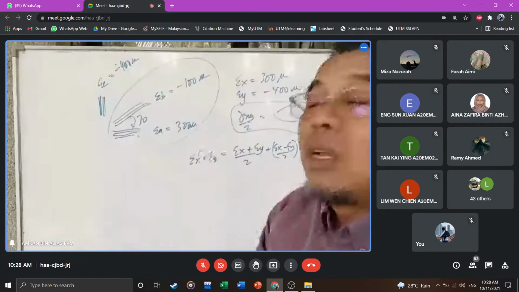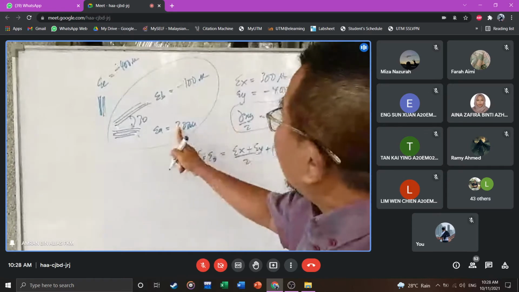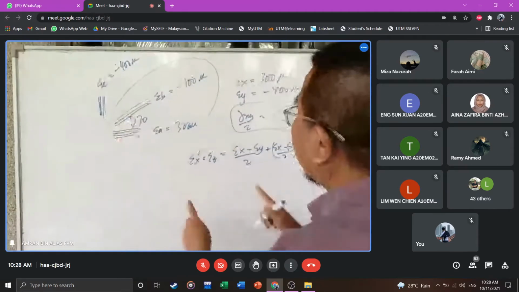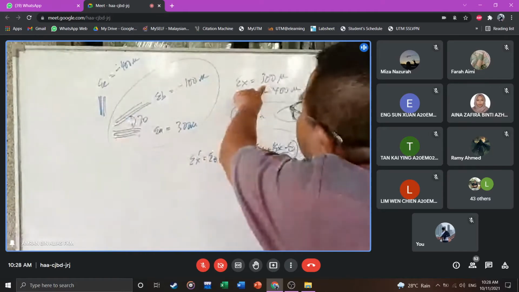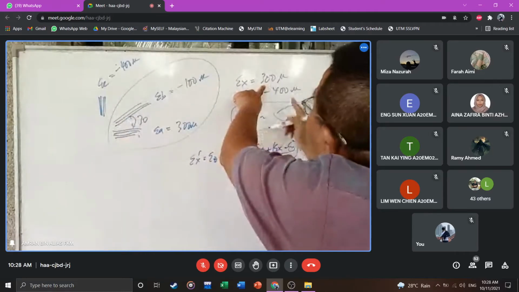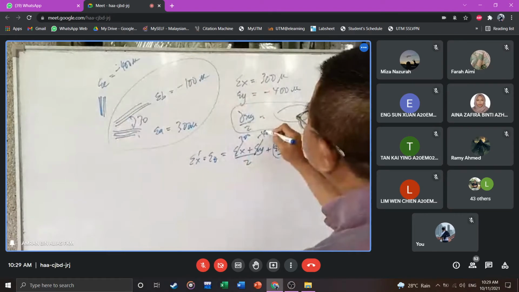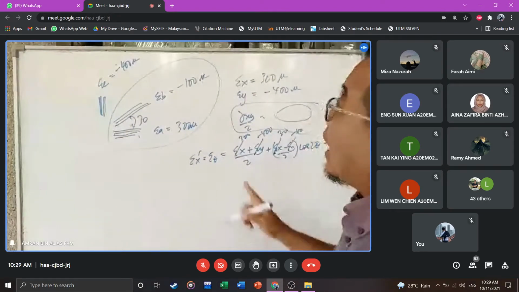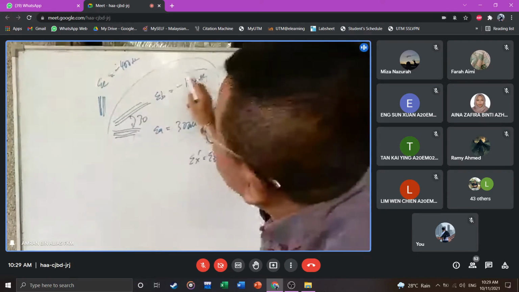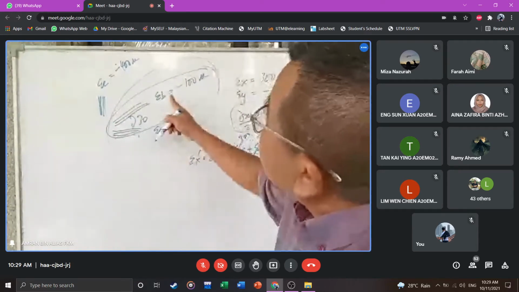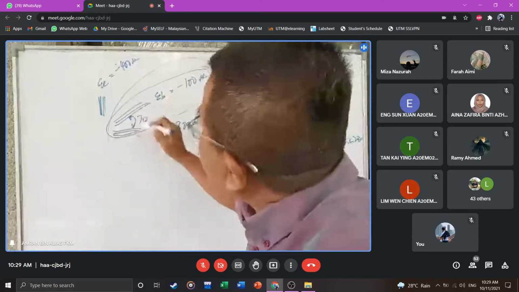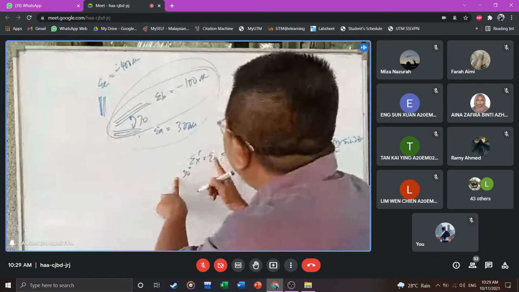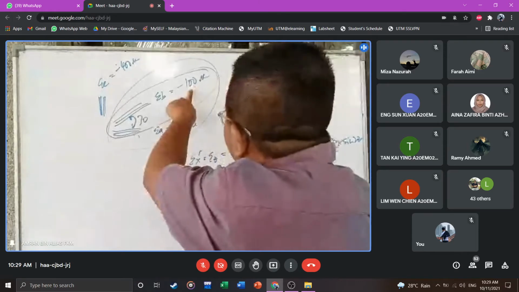Now look at this carefully, everybody. This value, that value I know. I want to find this. This is 300. This is minus 400. And now I use this information here: at theta is 30 degrees, the value is minus 100.